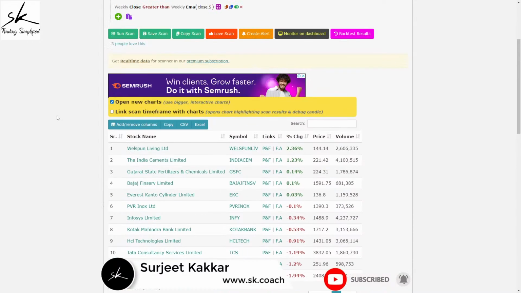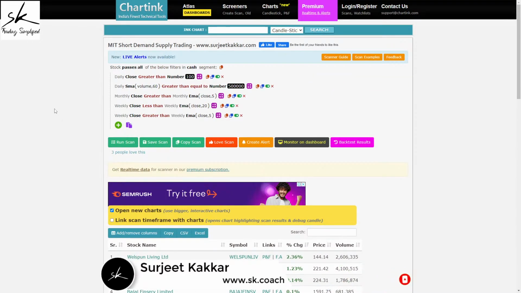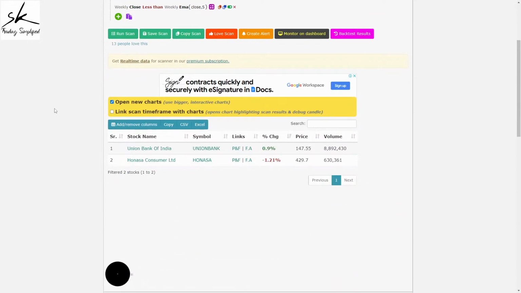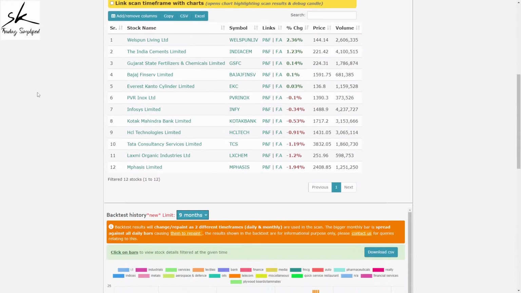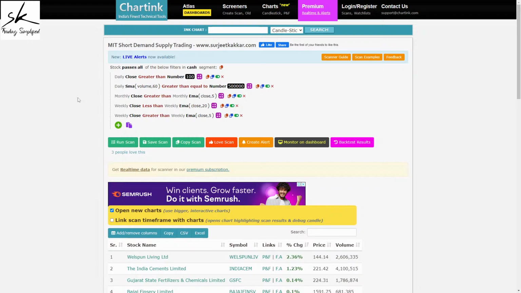Now, very important. Just because I got these 2 symbols as a long scan does not mean I will blindly buy these 2. Similarly, just because I got these 12 symbols as a short scan does not mean I will blindly sell these 12. The job of the scanner was that, since I can't analyze 2000 plus companies, it gives me a small list out of these 2000 plus companies. And what it did was it gave me 2 plus 12, which is 14 symbols to look into.